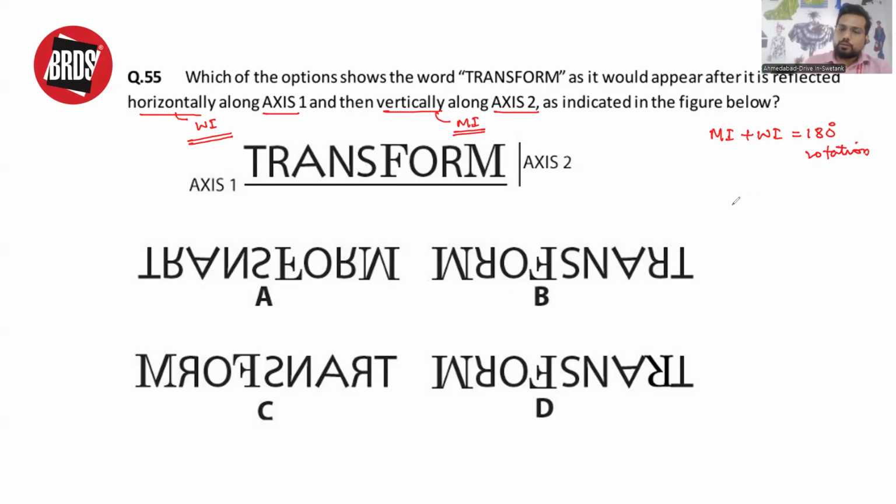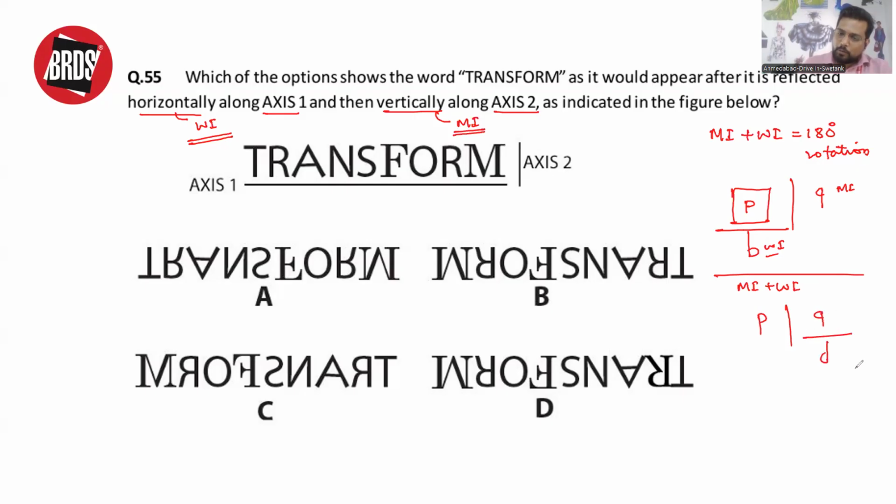For example, let me draw something different. If it is like this, by the mirror image I'm going to get it like this, and by the water image I'm going to get it like this. This is the mirror image and this is the water image. If I perform the mirror image and then the water image, that you can achieve by a 180-degree rotation also. So basically, to transform the word, you just have to rotate it by 180 degrees.